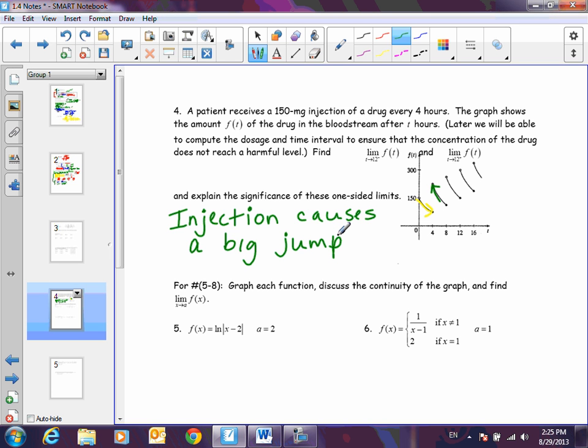All right? And so this is one way of using these limits and piecewise functions, in that there are doctors and medical personnel that have to look at these things to make sure there's no overdose, or that over time they're not getting too much of it in their system. All right, the rest of this we're going to do next week.